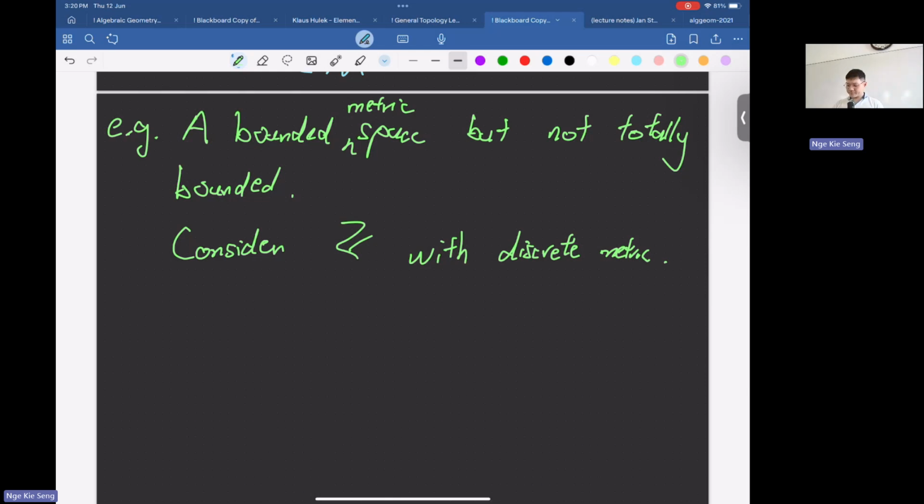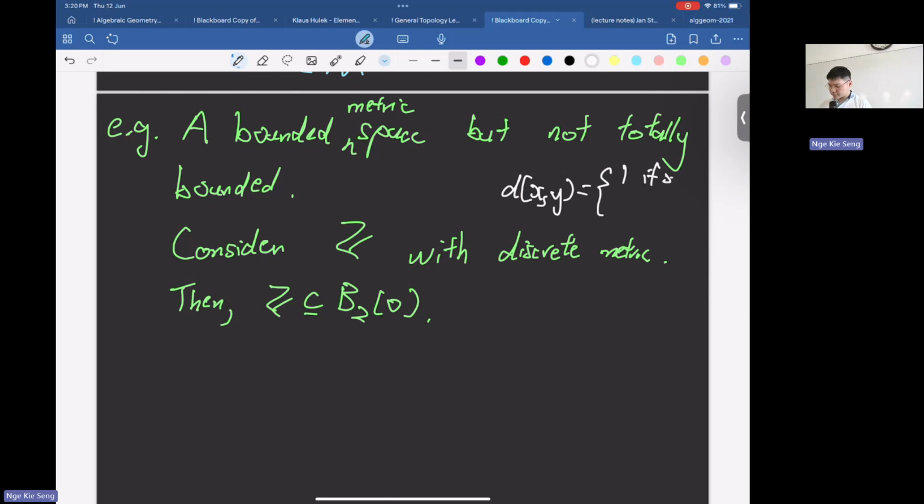Okay, consider Z with a discrete metric here. How is it bounded? You can bound this set using, let's say, a radius 2 ball, right? So the discrete metric means, let's write down the definition: d(x,y) equals 1 if x does not equal y, and 0 if x equals y. Different points give 1, the same point gives 0.